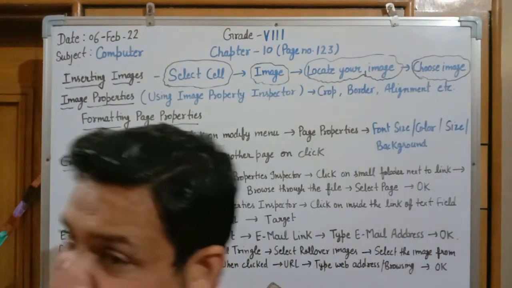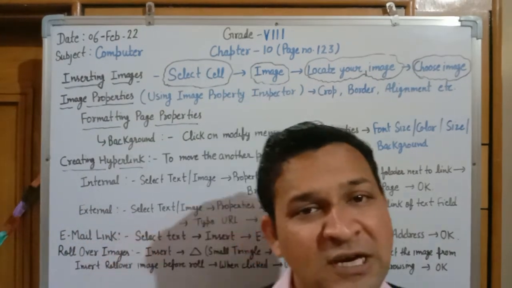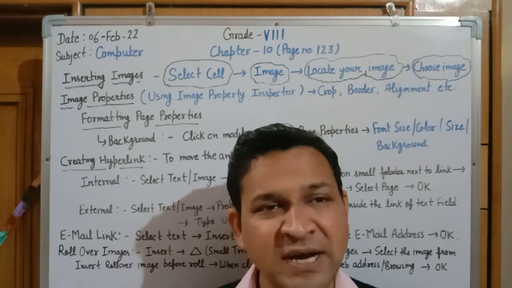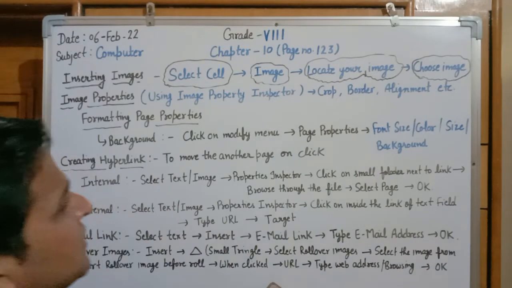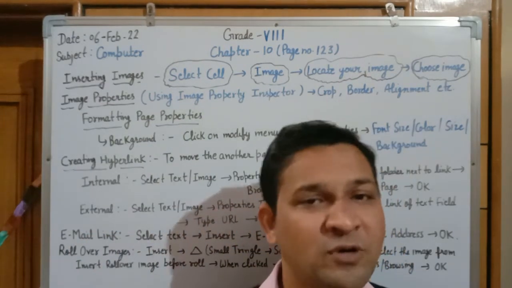Four steps are there. Step 1, you have to select the cell where you have to insert the image. Step 2, click on the image option. In the image option, select the browse option. It means you have to locate the image. So locate the image, and you will find which image you want.